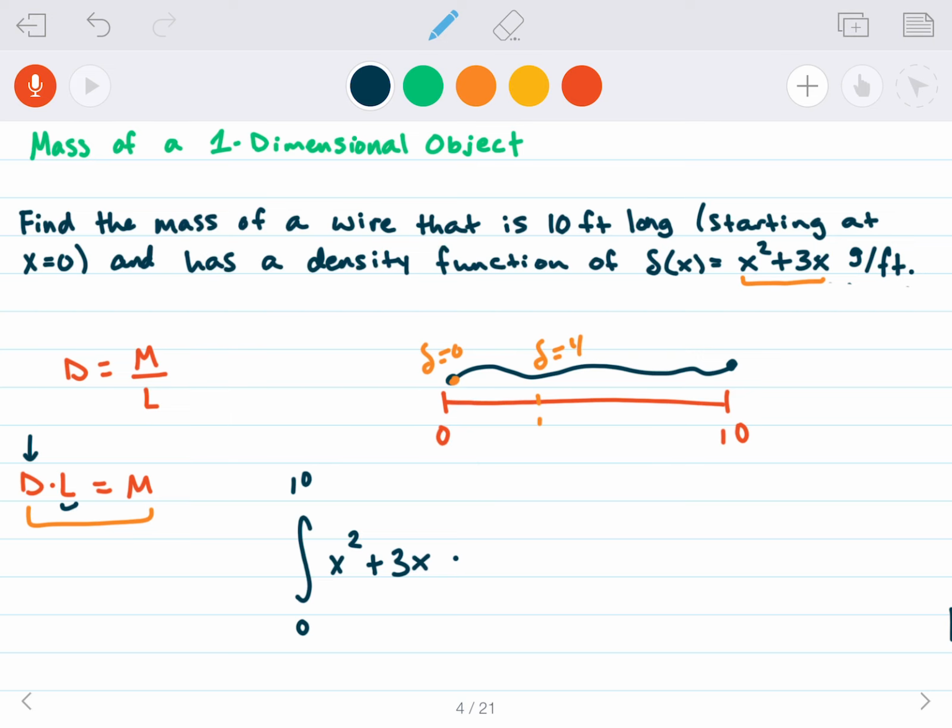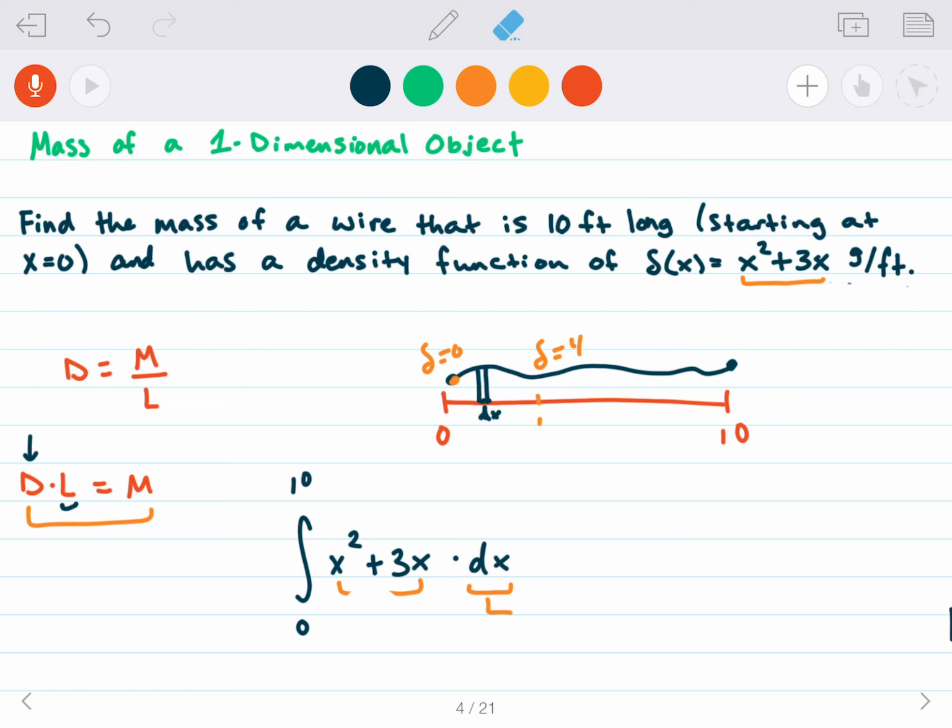Well, remember, when we're doing integration, we're looking at the length of these tiny little rectangles, this dx value. So that is going to be my dx. Here we have our density times our length, and so we're going to sum up all of these little masses from 0 to 10.